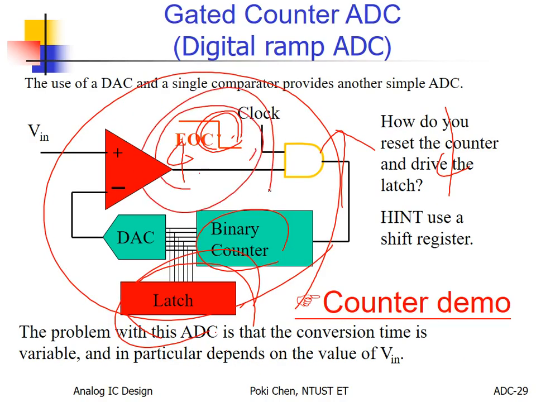Right now, the output is not for end of conversion. If it is high, it means I am smaller than you, so I need to increase myself. You need to count up your output. And if it is 0, I'm over you, then I need to count down. So the signal from your comparator output right now is not for EOC. Actually, it is to control the count up or count down of your counter, and also to control your latch.